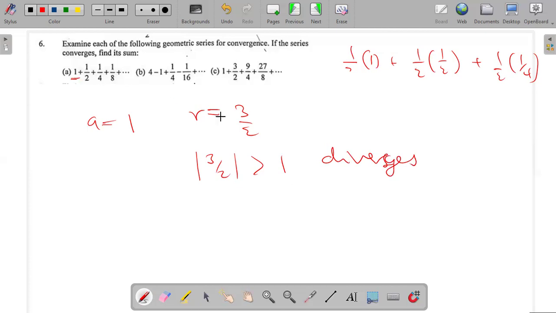So we can't find the sum here because the condition is that only when it converges should we find the sum. So it diverges, so we leave it here. It grows without bounds.